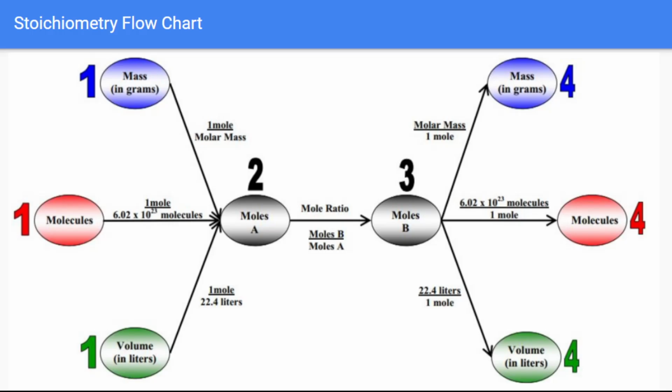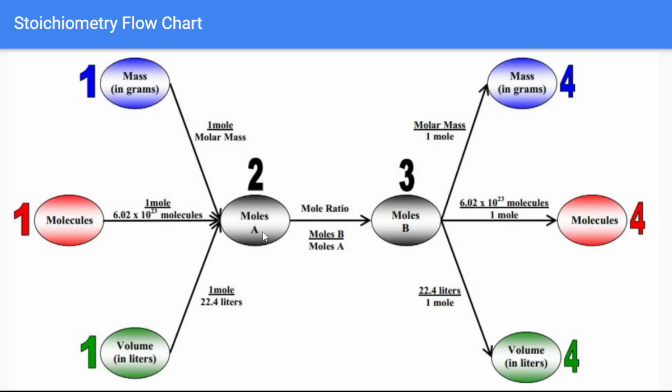And if it's a mass problem, so if you're given the mass of one substance and you're solving for the mass of another substance in that chemical reaction, you would start here, follow the path, and stop there. And you would use every conversion factor along the way. If you're going from molecules to moles, so molecules of a substance is given to you and you're solving for the moles of the other substance, you would start here and stop there. And you'd use 1, 2 conversion factors.